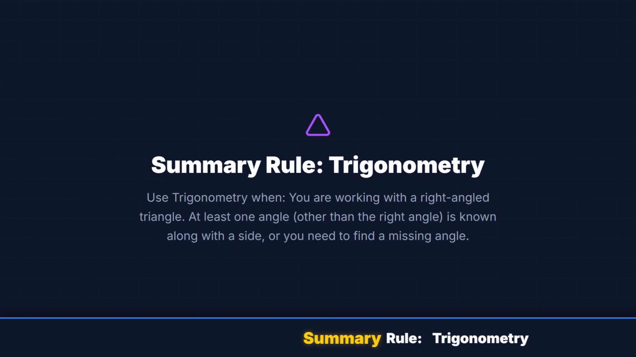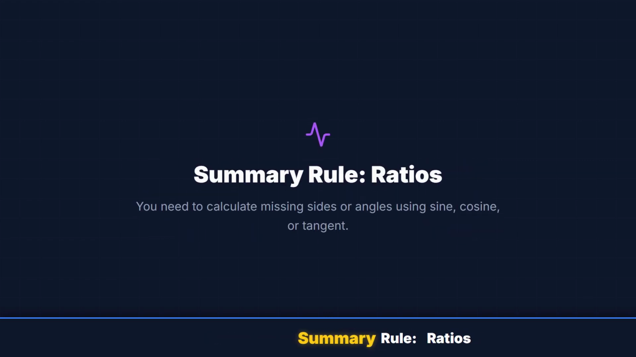Use trigonometry when you are working with a right-angled triangle, at least one angle, other than the right angle, is known along with a side, or you need to find a missing angle. You need to calculate missing sides or angles using sine, cosine, or tangent.